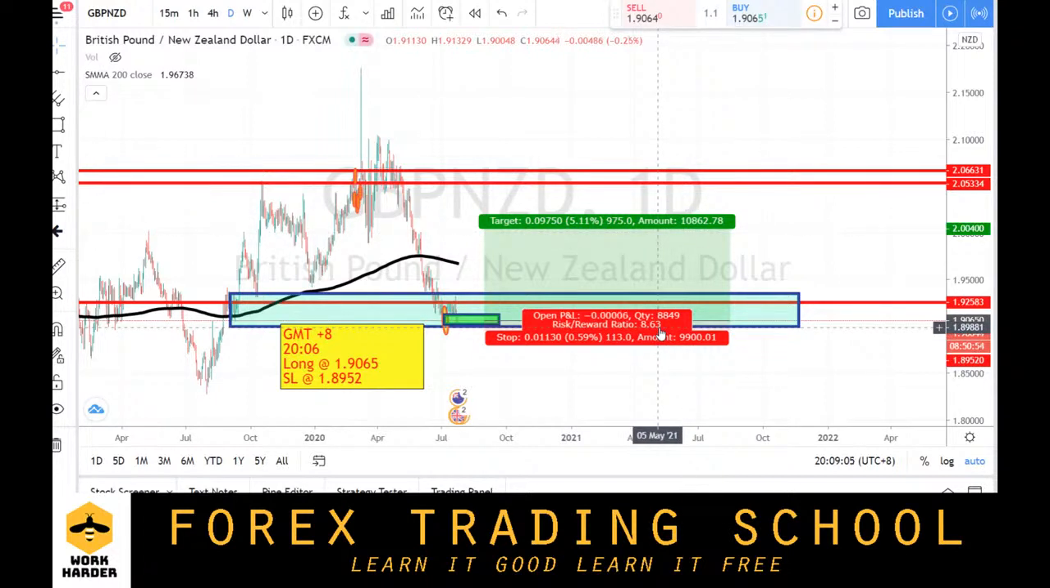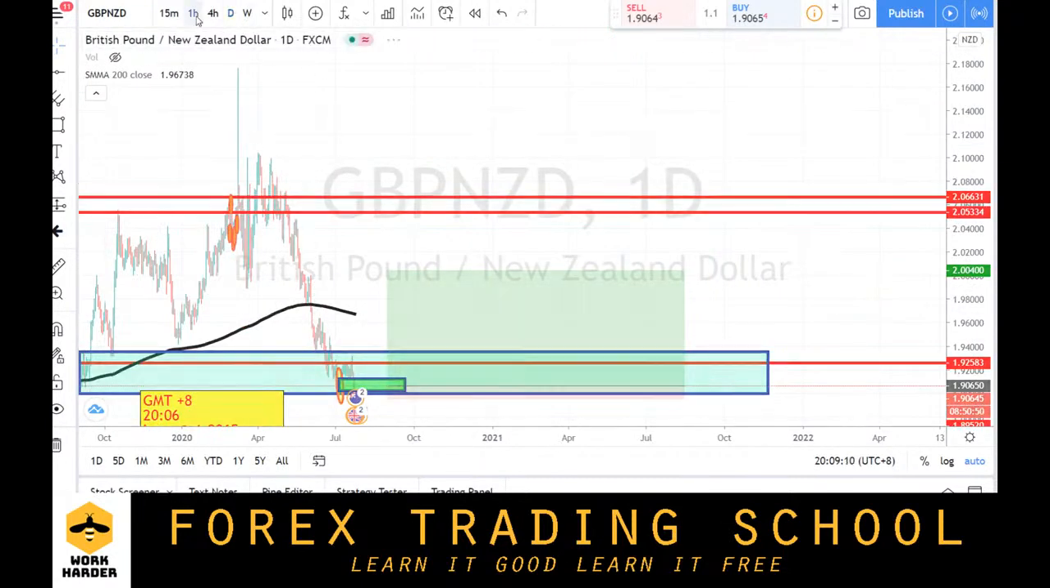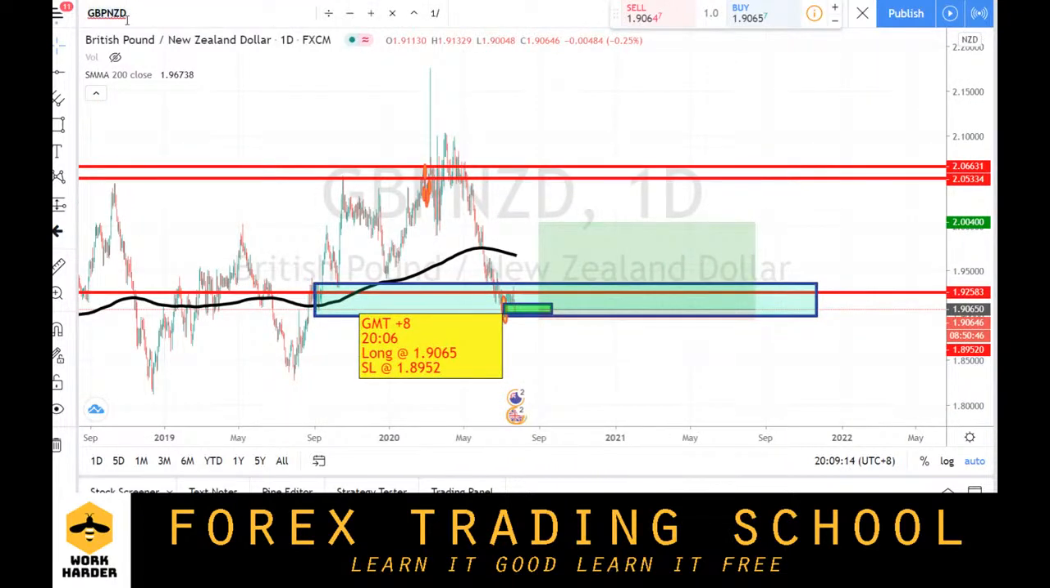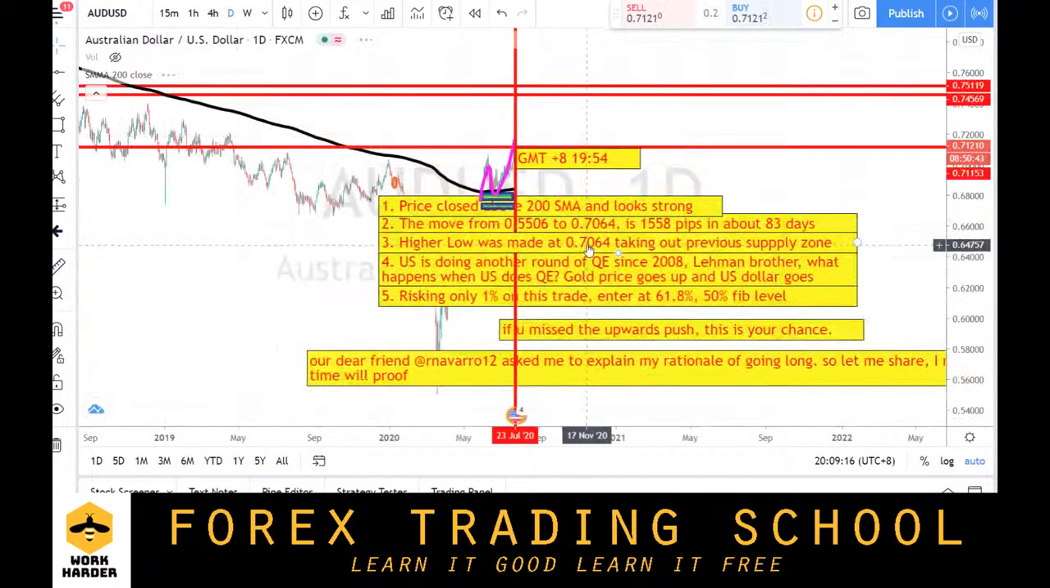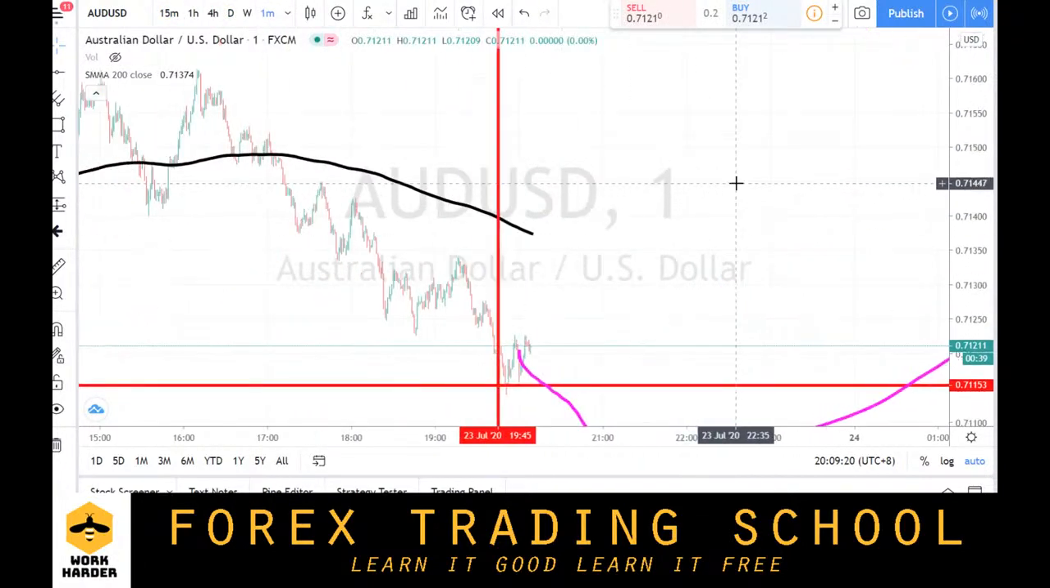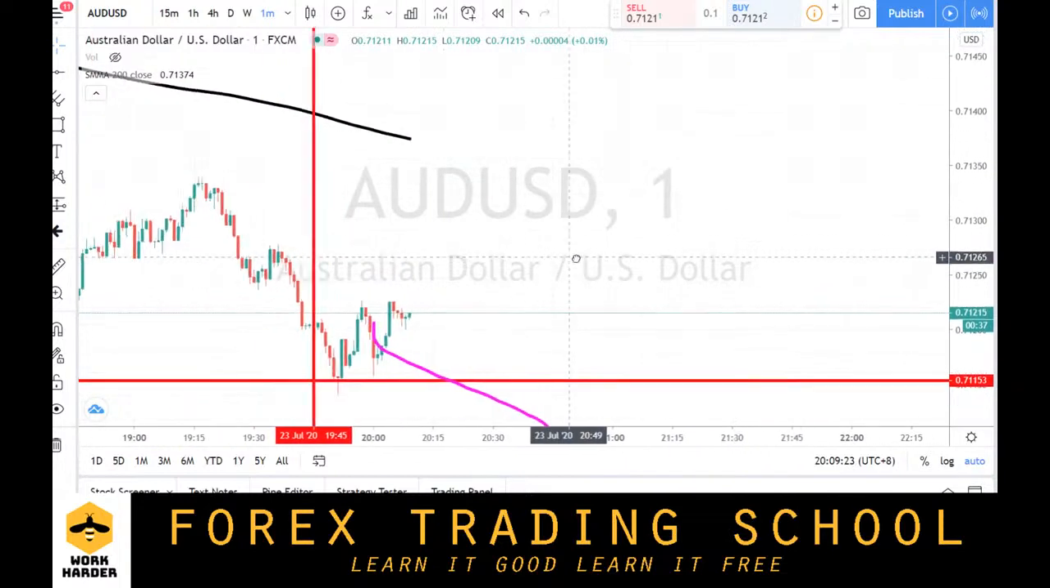Risk to reward 8.63 is very high, but this is quite a risky trade, so move your stop loss. Okay, as we are speaking, let's go back to the Aussie USD. Let's see what happened. Okay, can you see?